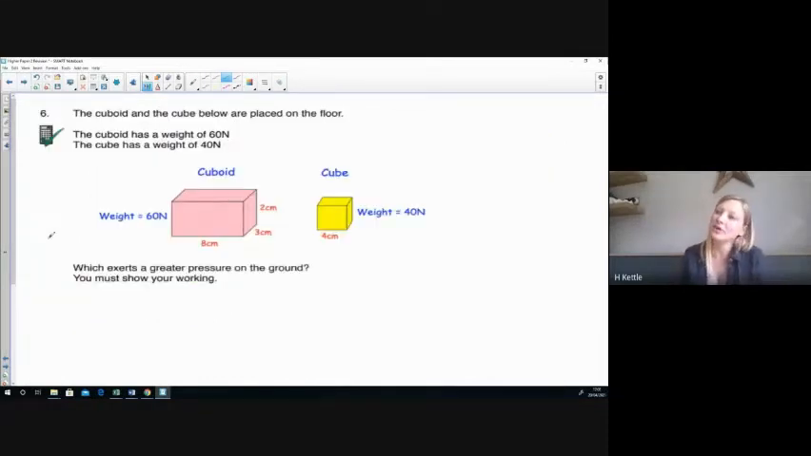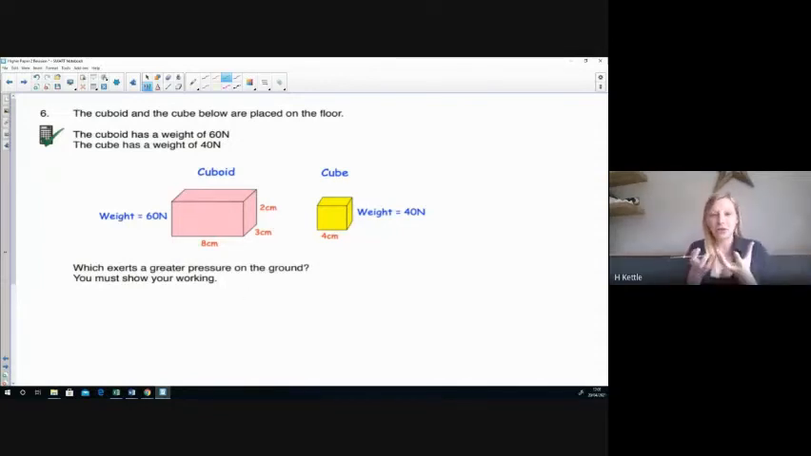Okay, the cuboid and the cube below are placed on the floor. The cuboid has a weight of 60 newtons. The cube has a weight of 40 newtons. Which exerts a greater pressure on the ground? You must show your working. So which one gives a greater pressure on the ground?